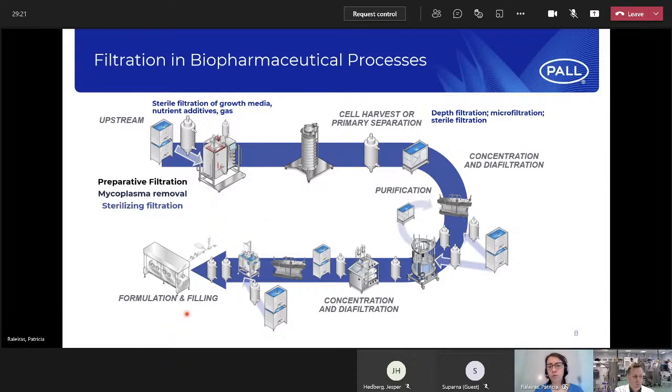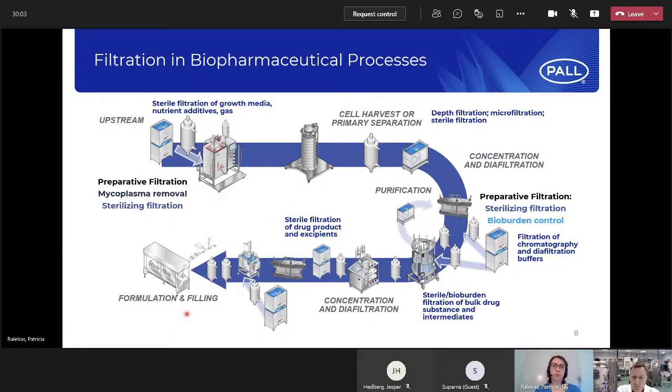Then for a harvest, we can use depth filtration, which is a form of direct flow filtration, or we can use microfiltration, which is a form of tangential flow filtration. And oftentimes you also find sterile filtration as a final step there. Then for chromatography and also for concentration diafiltration steps, you will very often need to make sure that the buffers are clean and nice to go in the column so that they will not disrupt the packing and will not disturb separation. So you filter these components that are going in the process.